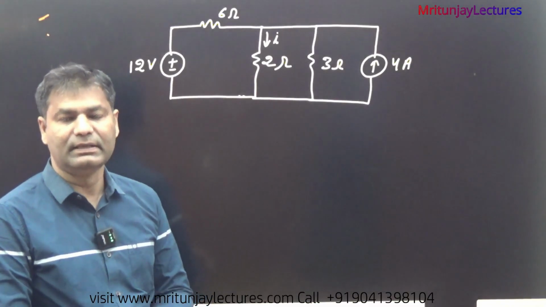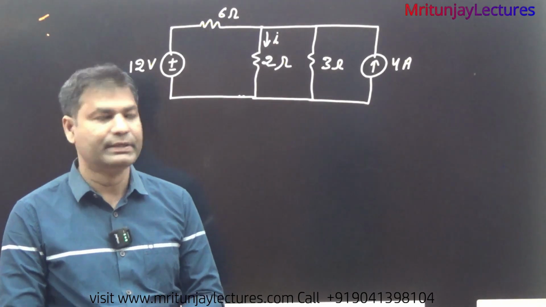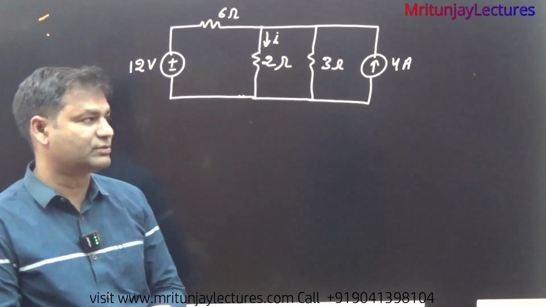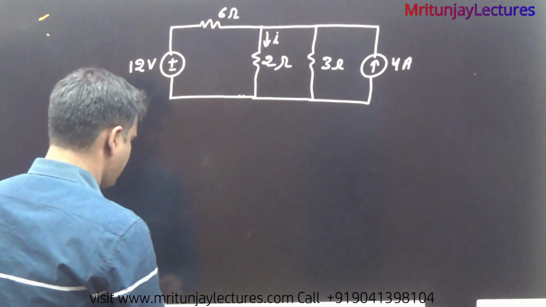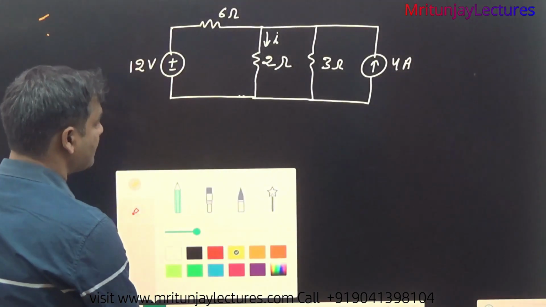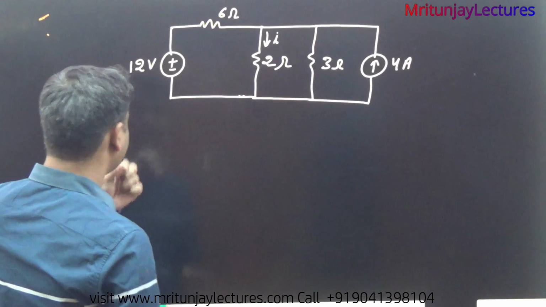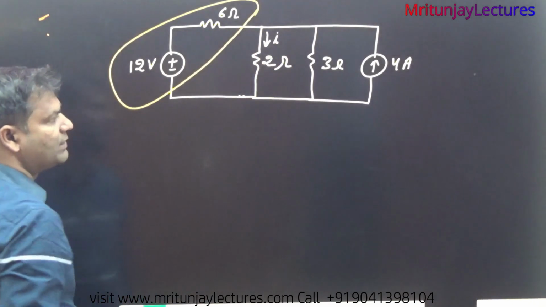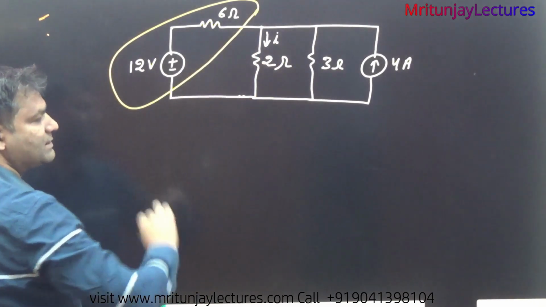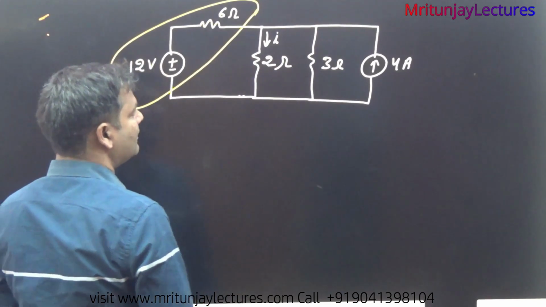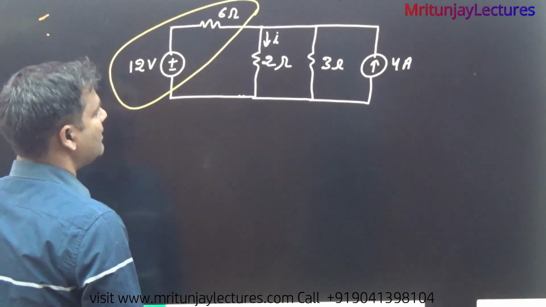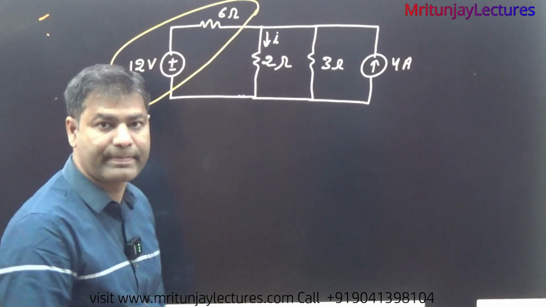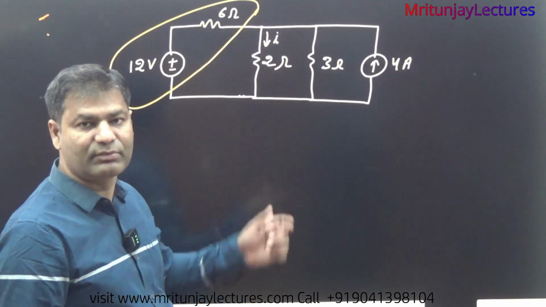Now our motto is to determine I with the help of source transformation. So how can we utilize source transformation? Simply, first of all, if you see very carefully, these two, here a voltage source and here a resistance. First of all, this one is converted to a current source.